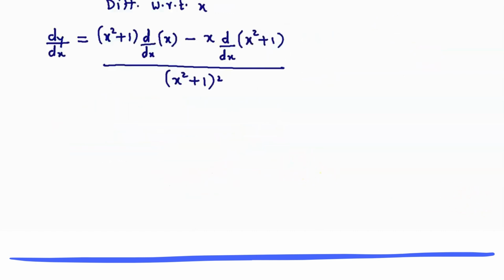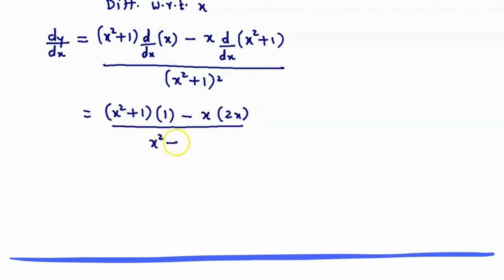Now simplifying further, we have x square plus 1 into, now derivative of x is 1, minus x times, now here we apply the addition rule for differentiation. So derivative of x square is 2x and derivative of 1 is a constant, so its derivative is 0. So we close the bracket, divided by x square plus 1 the whole square.